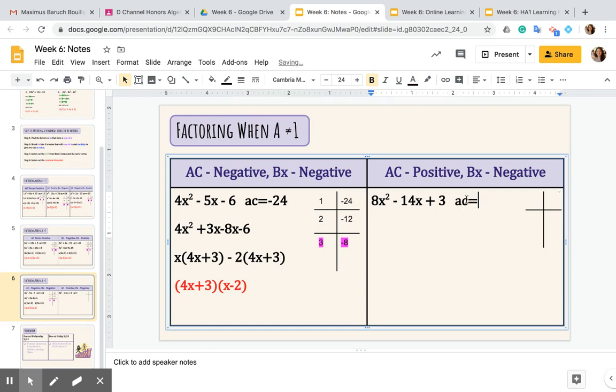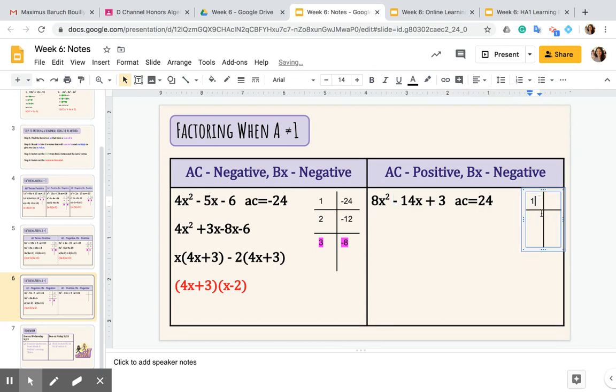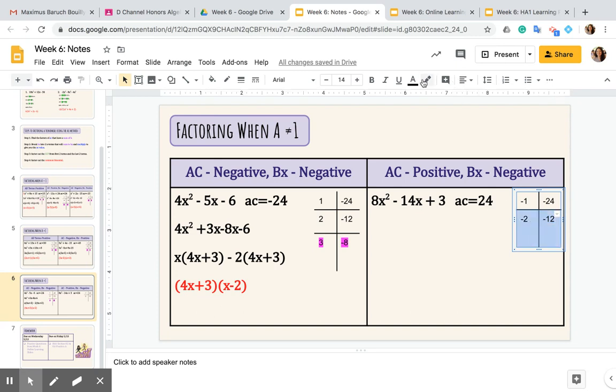All right. AC value here, 8 times positive 3 gives me 24. So I need a positive product, but a negative sum. When this is the case, both of your factors have to be negative. 2 negatives multiply to give you a positive, 2 negatives add to still give you a negative. I could try 1 and 24. That's just going to give me 25 as a sum. Oh, both have to be negative. That's going to give me negative 25, which is not what I want. I want negative 14. I could try negative 2 and negative 12. Aha, if I add these two, that gives me negative 14.